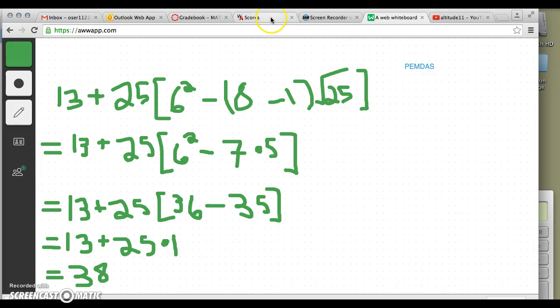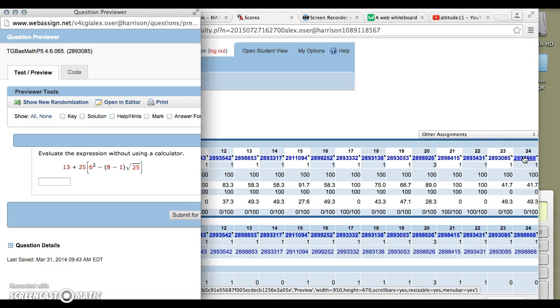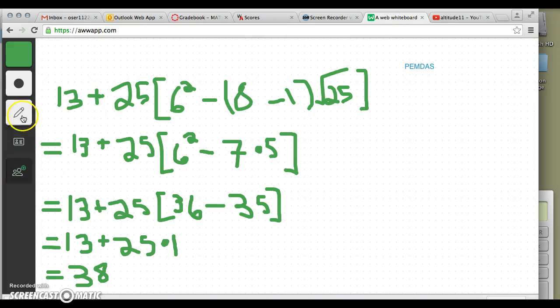Okay, so let's take a look at the next question, which is 24. 24 is very similar. Instructions are the exact same. Evaluate the expression without using a calculator. So let's go ahead and get this expression written down. We'll first clear our whiteboard.